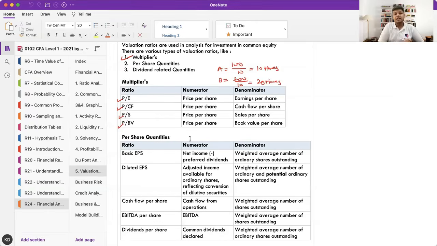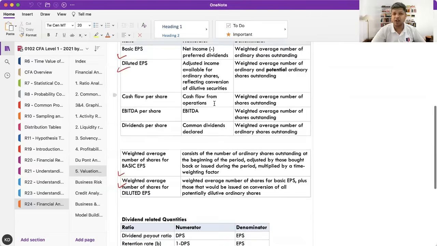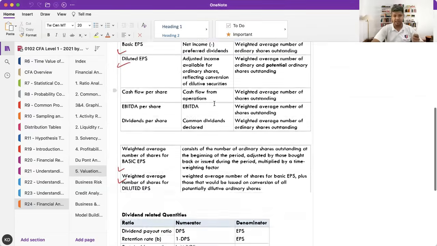Now, the later part, when it comes to earnings related items, we have already discussed in the income statement basic and diluted EPS. And we have also covered the weighted average shares. So I'm not going into detail about that, right? Basic and diluted EPS, we've already covered in the income statement.